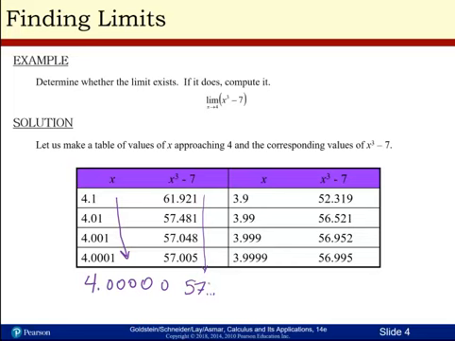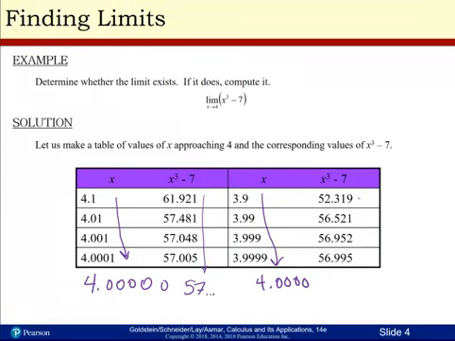Let's look at it from the left, so from the other direction. We're going to 4, starting at 3.9, then going to 3.99, 3.999, 3.9999, getting closer and closer to 4. And let's look at the value of our function as that happens. So I have 52.3, 56.5, 56.95, 56.995. Once again, it appears as though my value is going to 57.